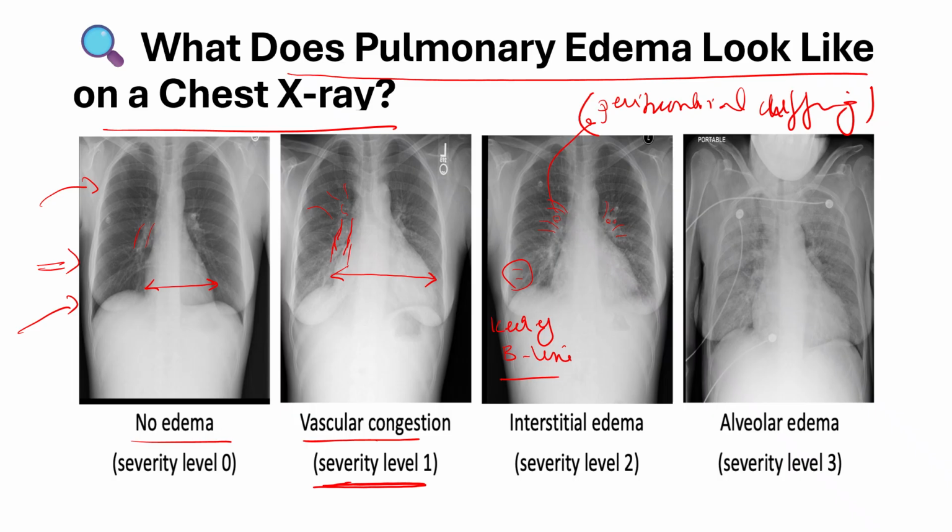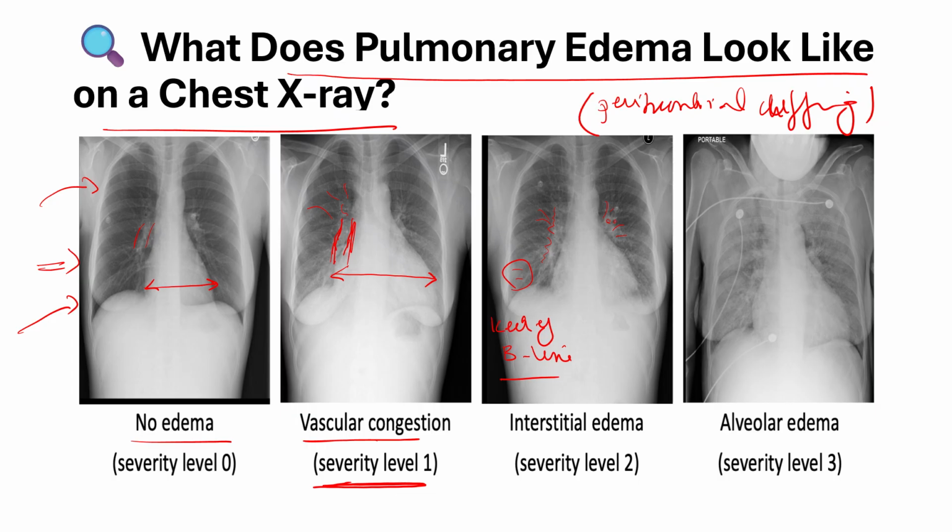You can also see that in the previous stage, when there was pulmonary vascular congestion, the border of the pulmonary vessel was much sharper. But in this stage, the border of the pulmonary vessel is not sharp anymore, so there is a blurring of the vessel border as fluid accumulates in the interstitial space. Basically, at this stage, fluid leaks out of the vessel into the interstitium, but not yet into the alveoli.